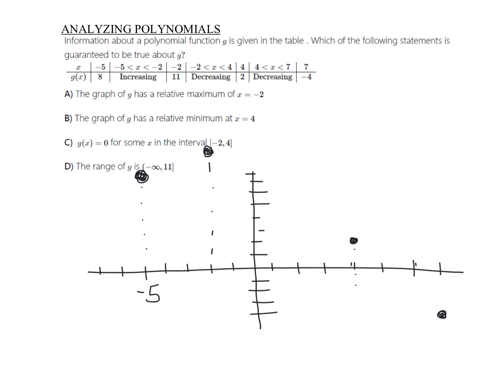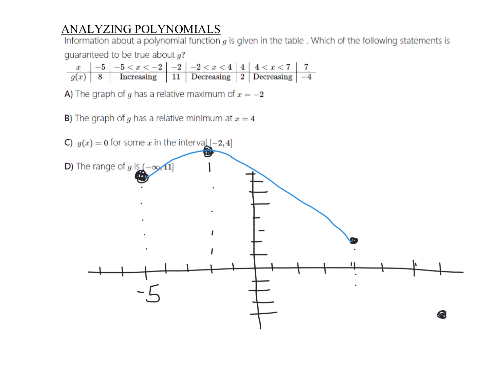From negative 5 to 2, it's telling me that it's increasing. So I don't know how it looks. All I know is that it's increasing. So I'm just going to connect. So that's increasing. And then from negative 2 to 4, I'm told it's decreasing. So I'm just going to go down. Okay, remember increasing is going up, decreasing is going down.